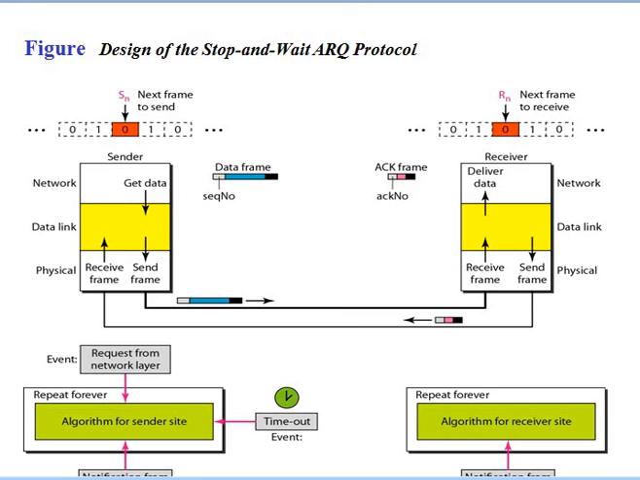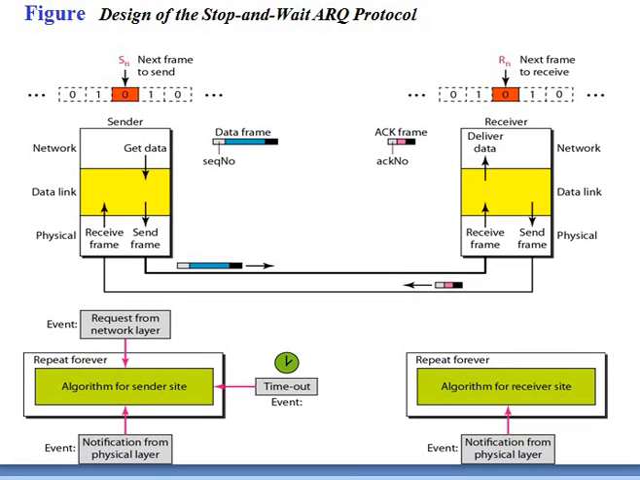So here, SN is used to refer to the next frame to send, and RN refers to the next frame to receive. At the sender side, three events occur: request from the network layer, notification from the physical layer, and time-out event at the data link layer. And one event occurs at the receiver side, that is, notification from the physical layer. Data frames are sent from the sender to the receiver, and acknowledgement frames are sent from the receiver to the sender.